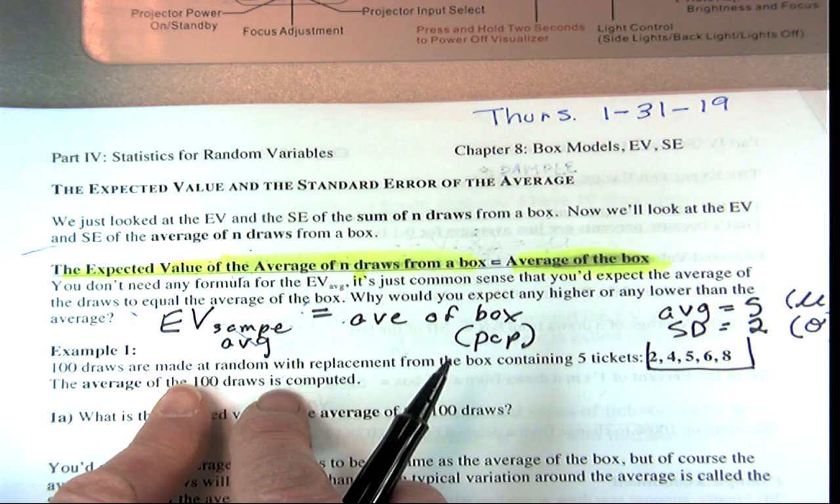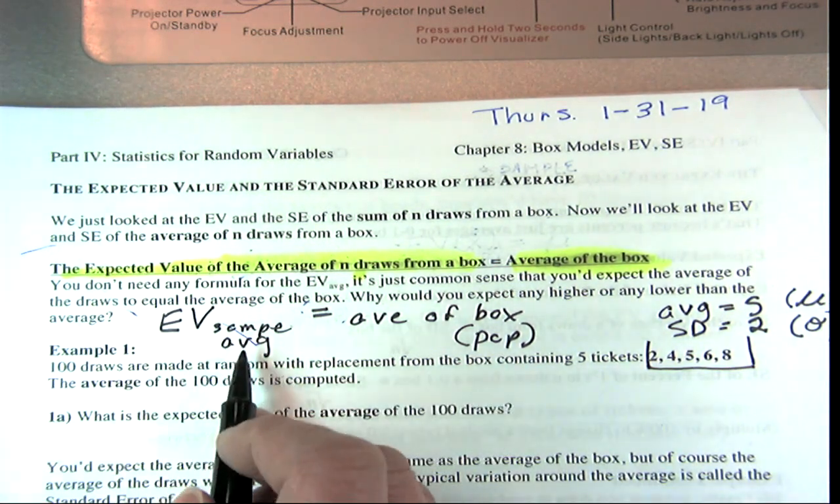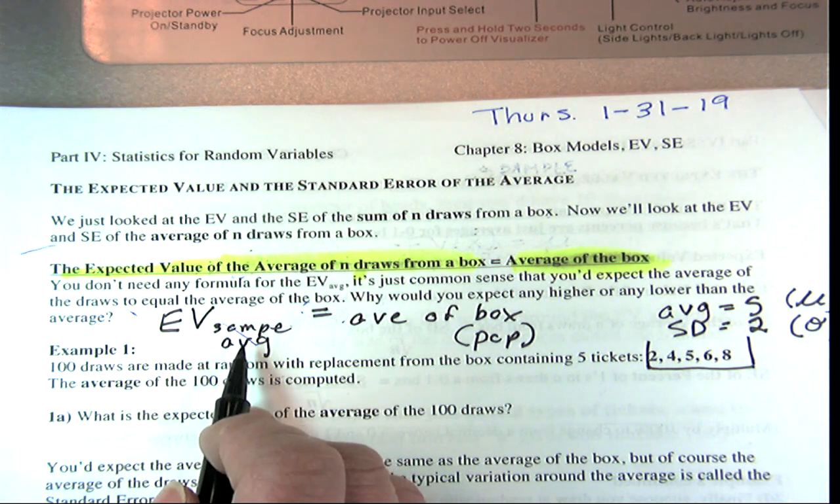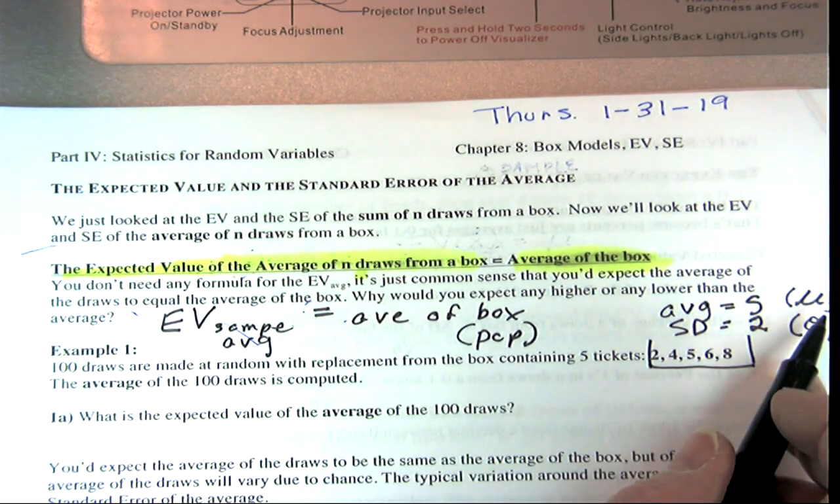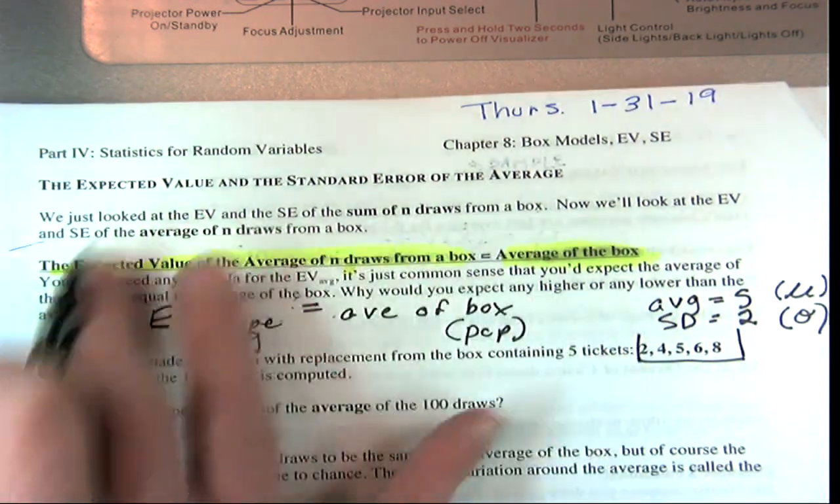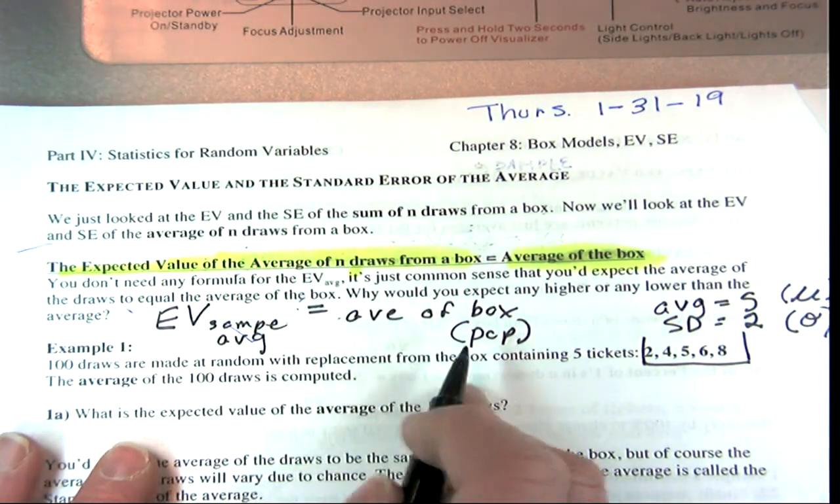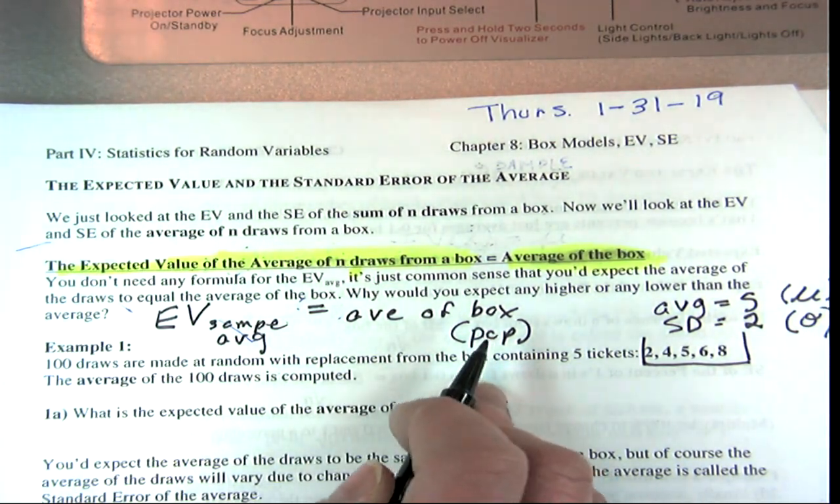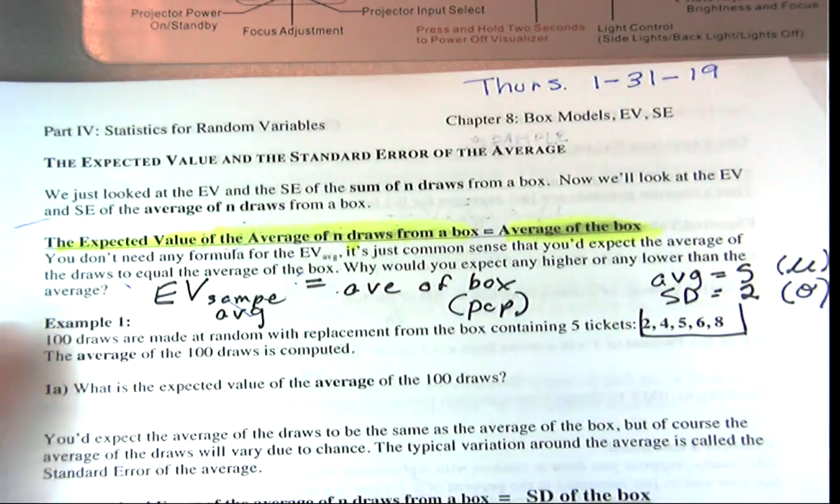Another word for sample average, a shorthand for that, is x bar. So we would say the expected value of x bar is mu. But right now I think it's better to just say sample average and population average so we don't have too many things to remember. So I'll just leave it like that for now.